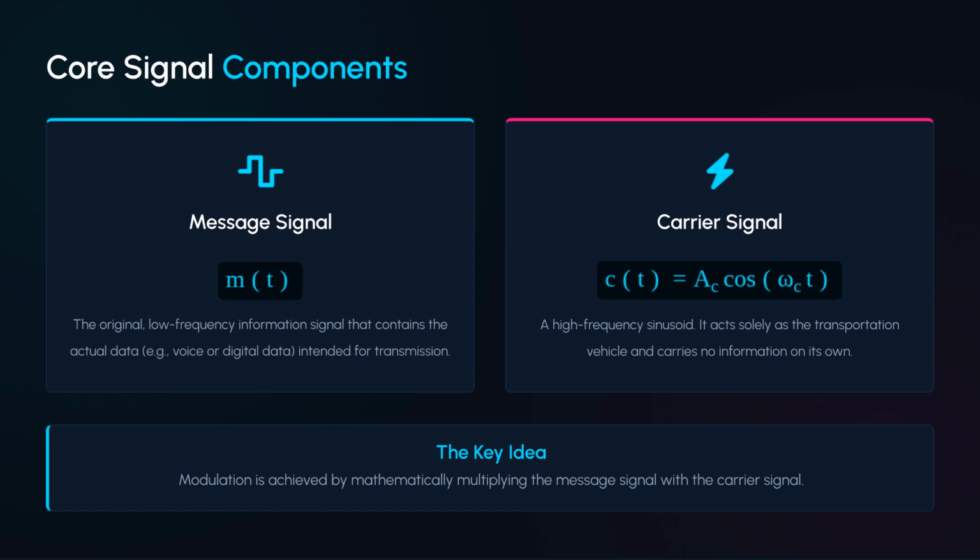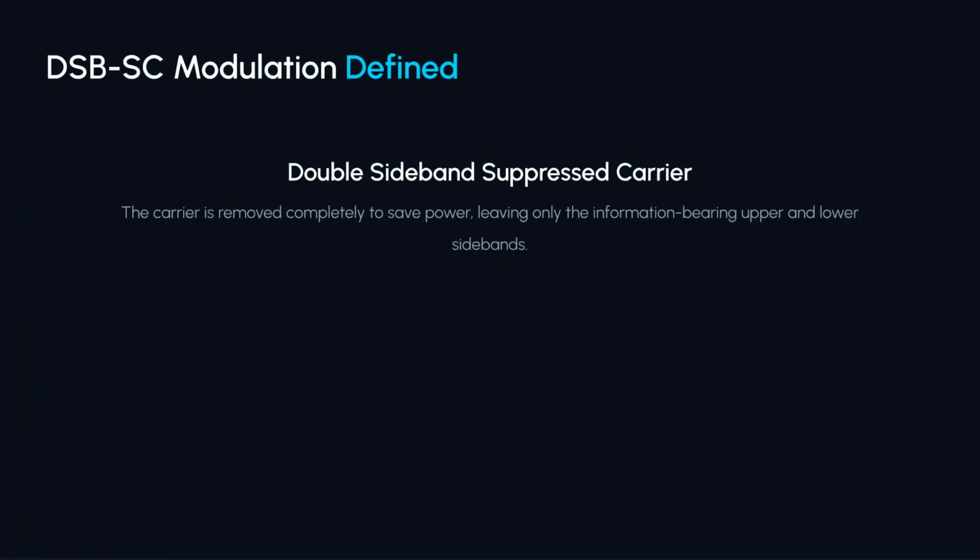through multiplexing. At the core of modulation are two components: the message signal, m(t), which holds the actual, low-frequency data, and the carrier signal, cos(ωc t), a high-frequency sinusoid that acts as the transport vehicle. Modulation is achieved by mathematically multiplying these two signals.